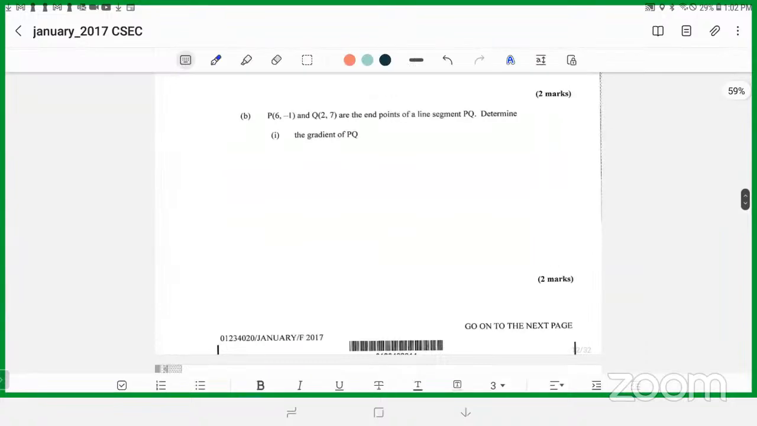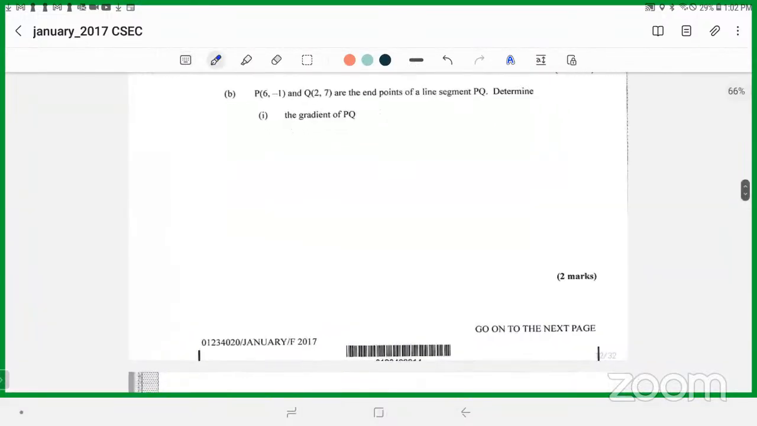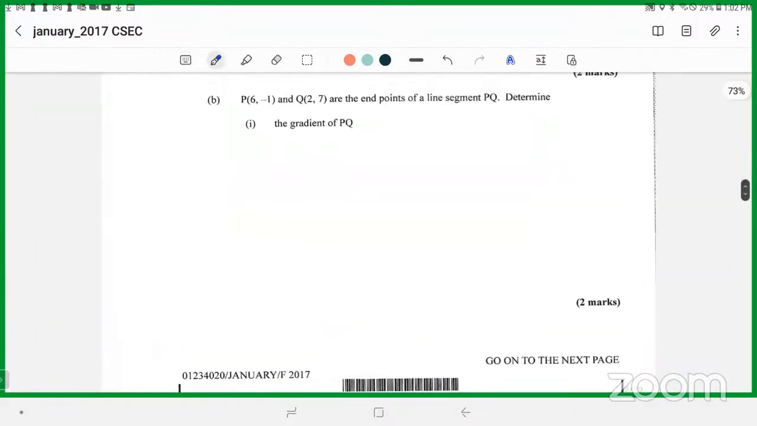Let's do this one and call it a day, guys. This question gives us 2 points, P and Q. So P is this point, Q is that point. Another worded question, no diagram. It says they are the endpoints of a line segment PQ. All right, so you have a line PQ, those are the points at the end. We want to determine the gradient.